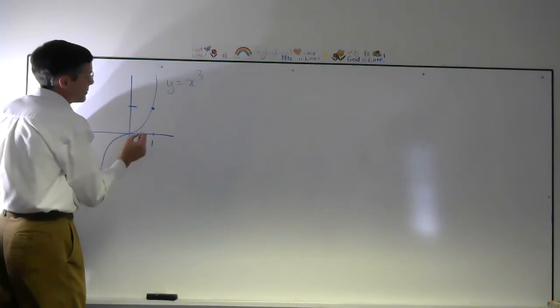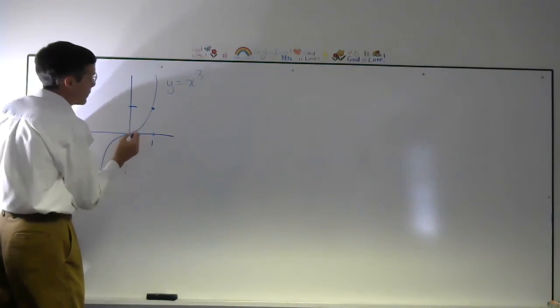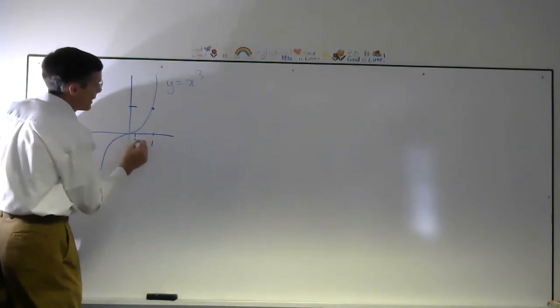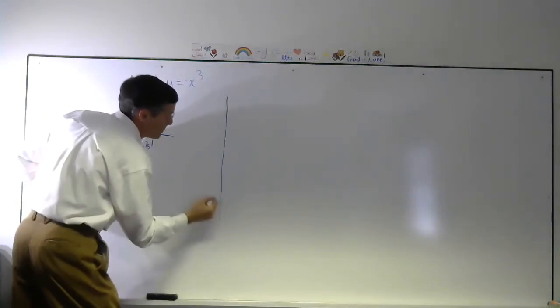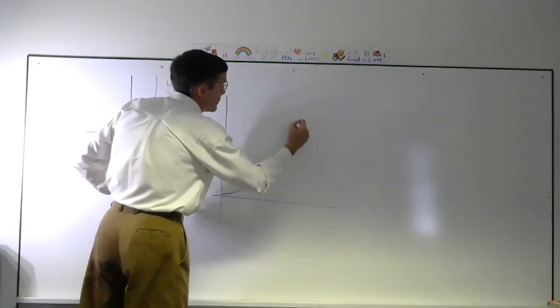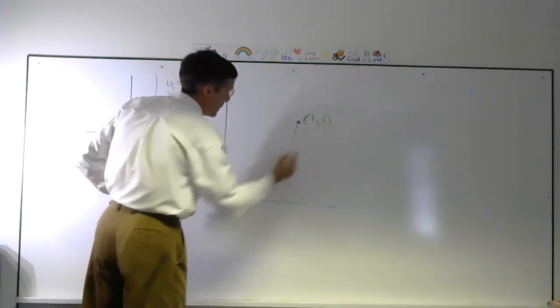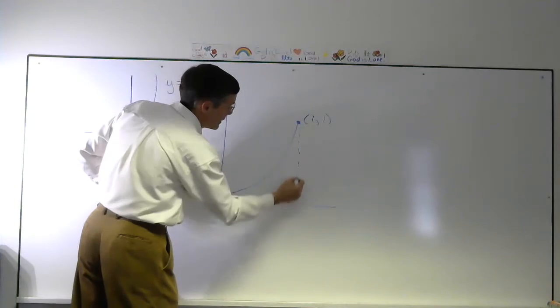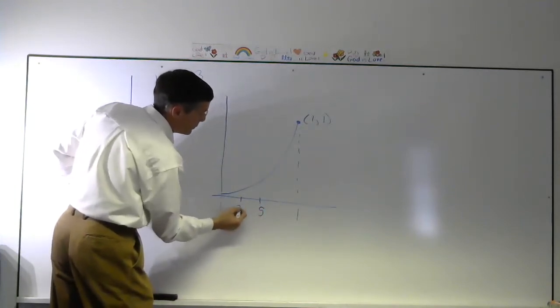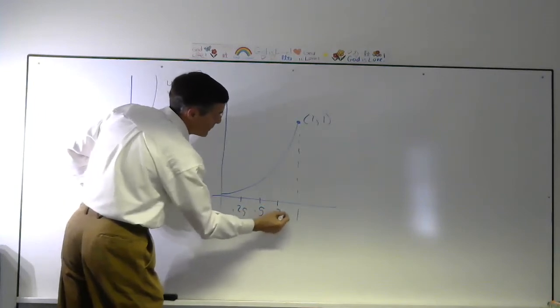So what I'm going to do is break this up into 4 regions. This is going to be 0.25, this is 0.5, and this is 0.75. Make it a little bit bigger so we can see it. So there is the point 1 comma 1. Then this comes straight down here to 1. So here we have 0.5, 0.25, and 0.75.